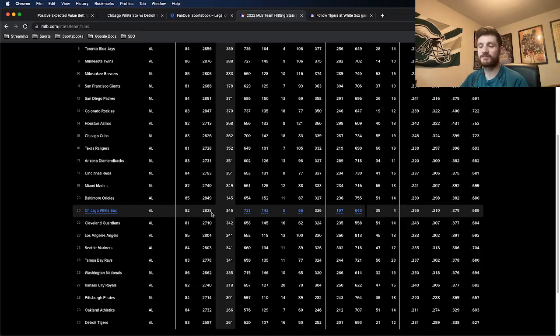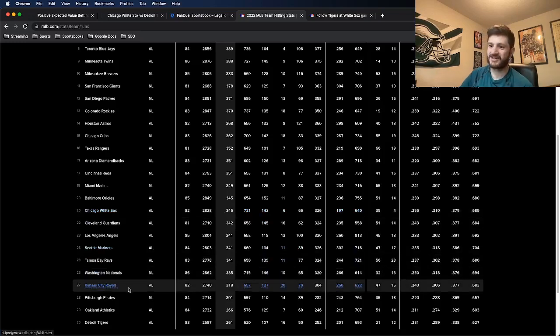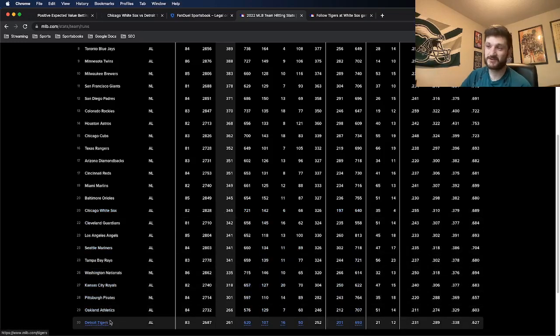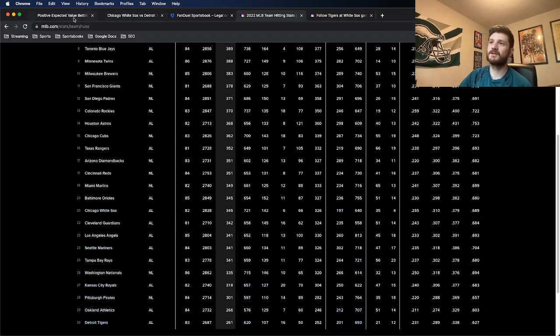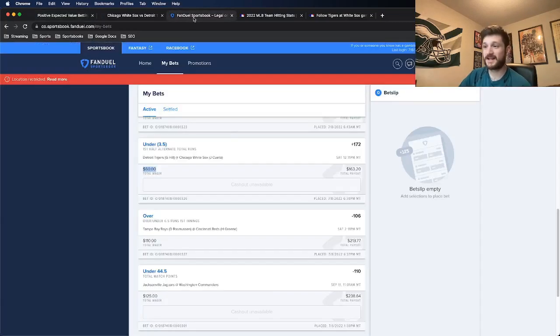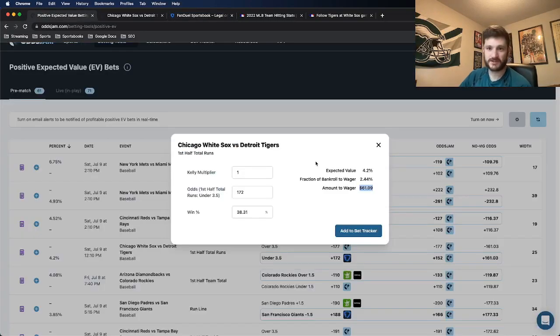Now, this isn't the most perfect metric in the world, but scoring runs is kind of what we're fading in this case. So I just looked at their offenses. The White Sox are 20th in the league. The Tigers are literally last in the league in terms of runs scored. So makes sense from the little bit of handicapping purposes that I did there. But regardless, I put $60 on this one. So I would recommend putting like a little over 2 units on this one.